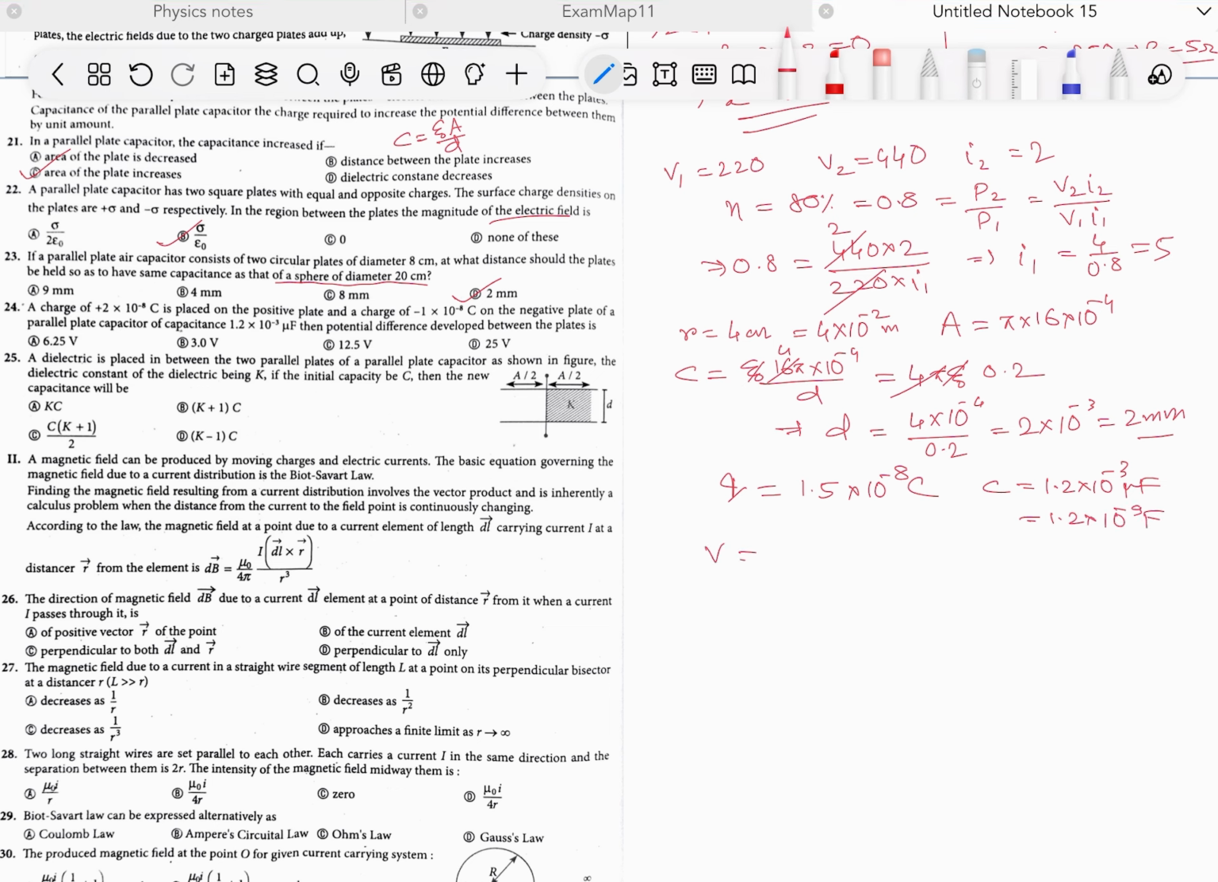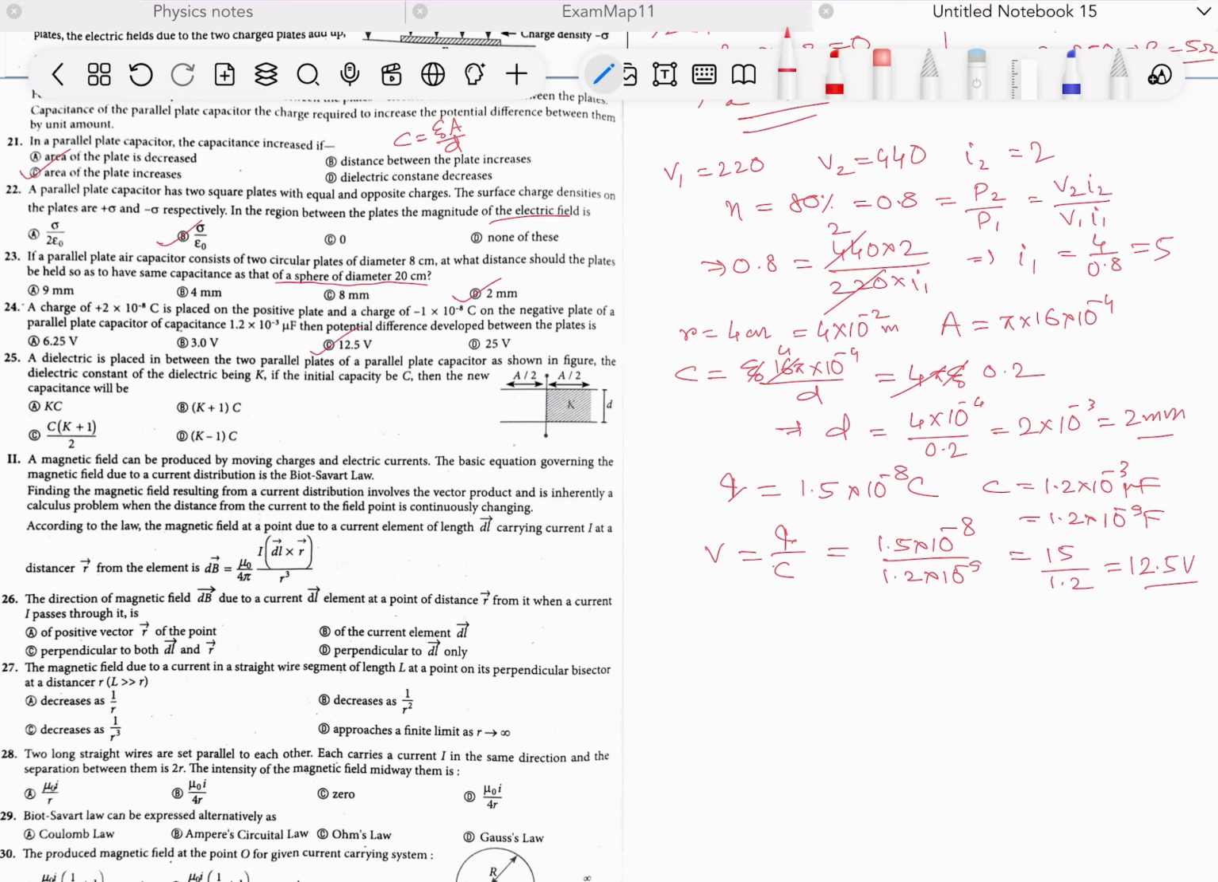So voltage V equal to Q by C, so that means 1.5 into 10 to the power minus 8 divided by 1.2 into 10 to the power minus 9, which means 15 by 1.2, cancel out, 12.5 volt. It will be the right answer.